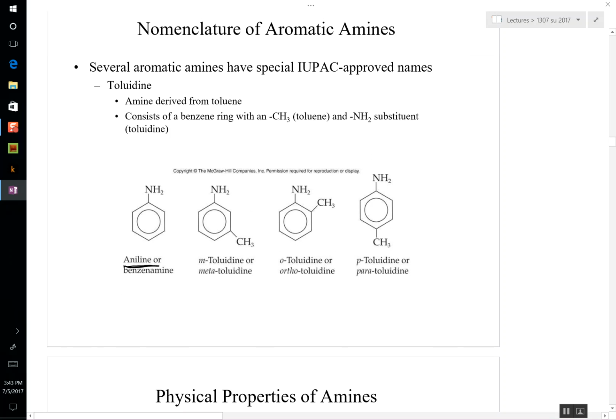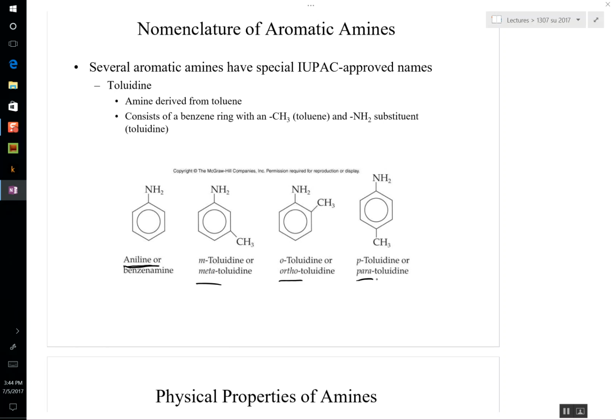This is something I missed back in chapter 11, the ortho, meta, para. I missed this, didn't I? I did not teach you this. I knew I didn't do it, and I was going to actually try to make a video of it and put it up on the website because we overlooked it in chapter 11, I think.